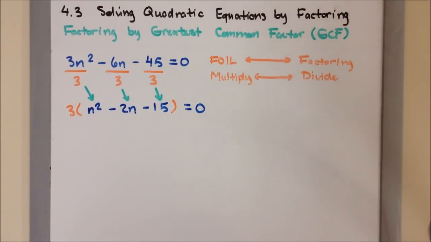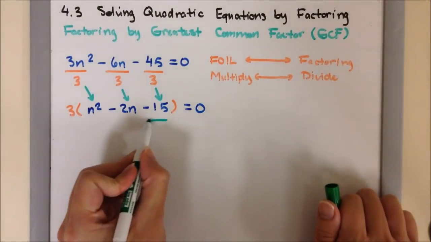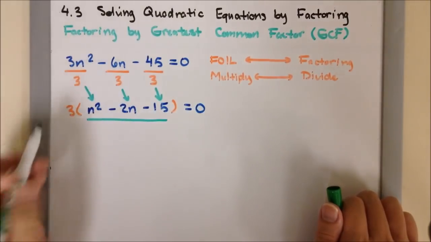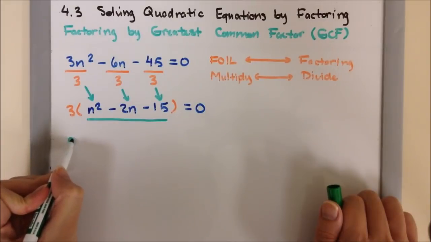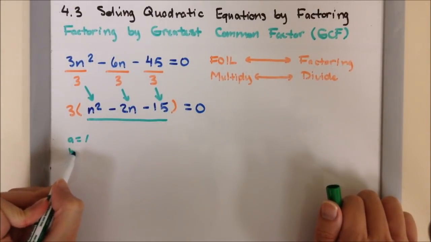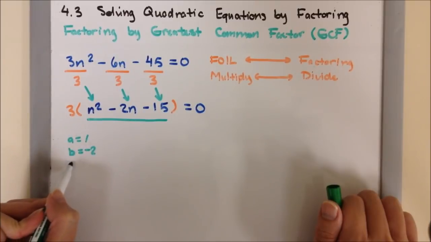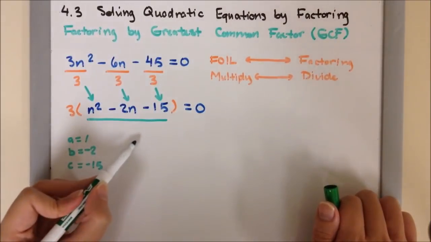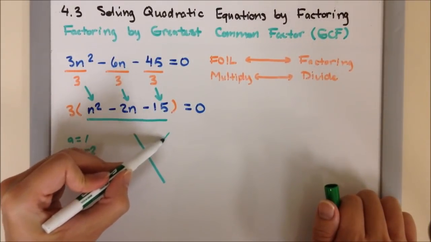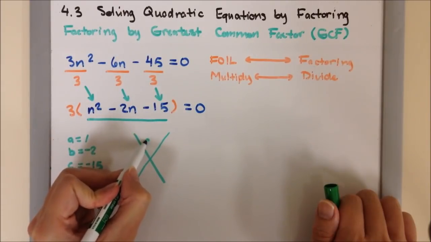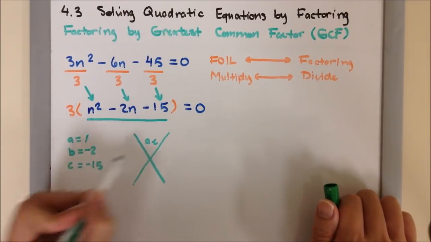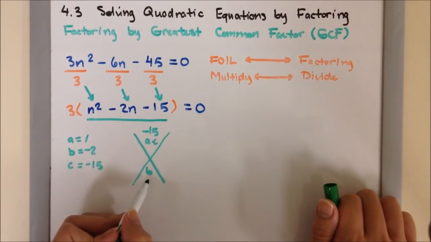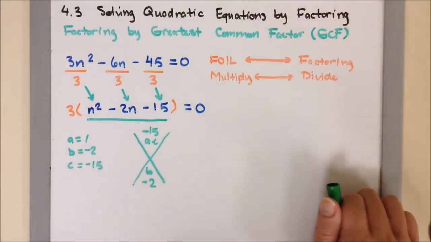So from there, I'm just going to factor this quadratic equation. Don't worry about the 3. Just the quadratic equation. So my A part is 1, my B is -2, and my C is -15. So the top, which is A times C, so 1 times -15, will be -15. My bottom was B, which is -2.